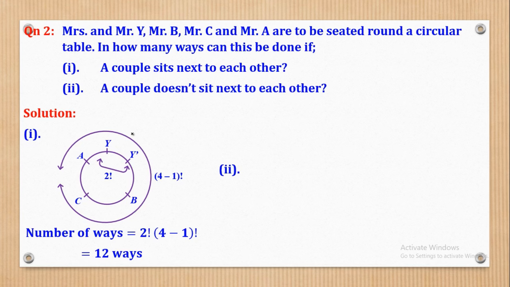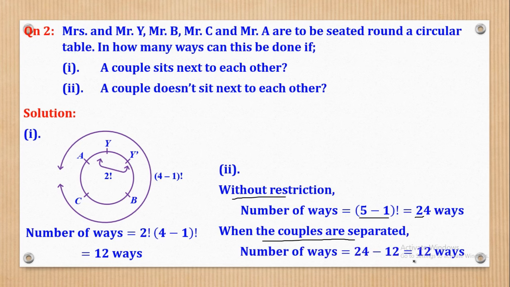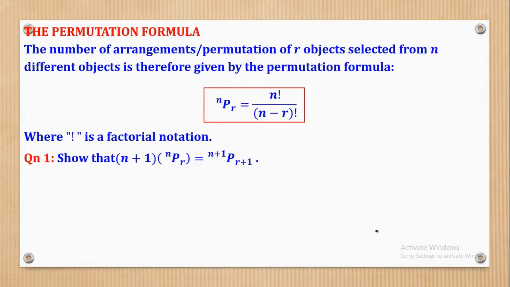What about Roman 2? For Roman 2, you first deal with the restriction, and it will be 5 minus 1 factorial, which is 24. Therefore, when the couples are separated, you subtract the 12 to come up with 12 ways. So that has been circular permutation.